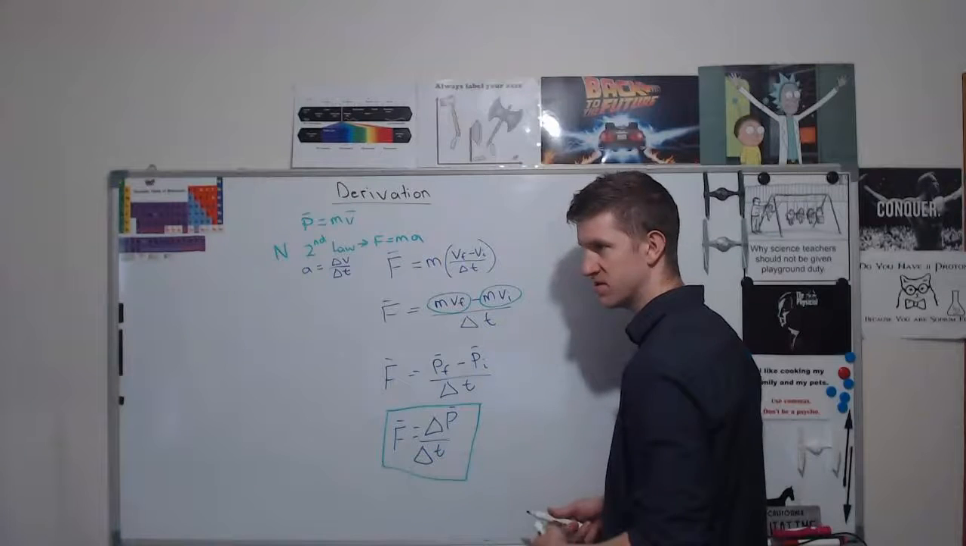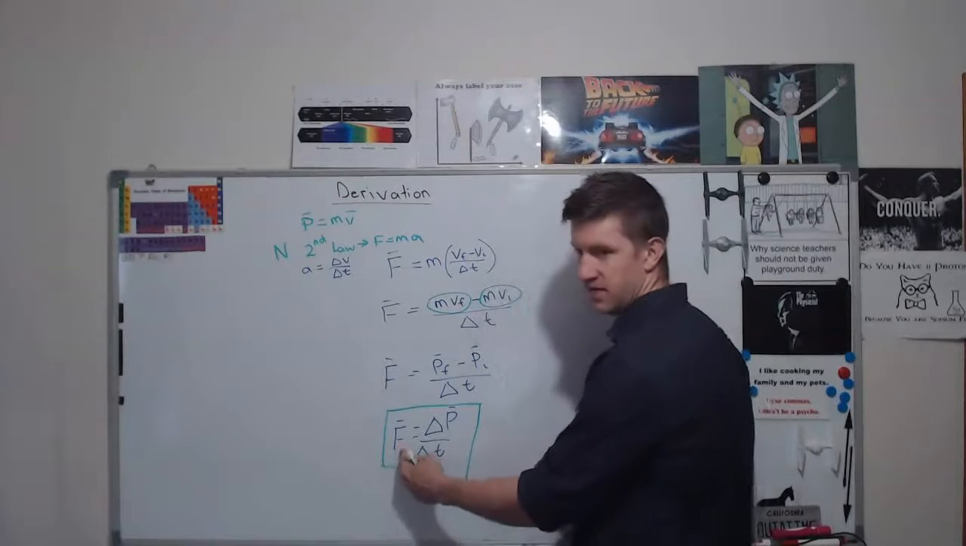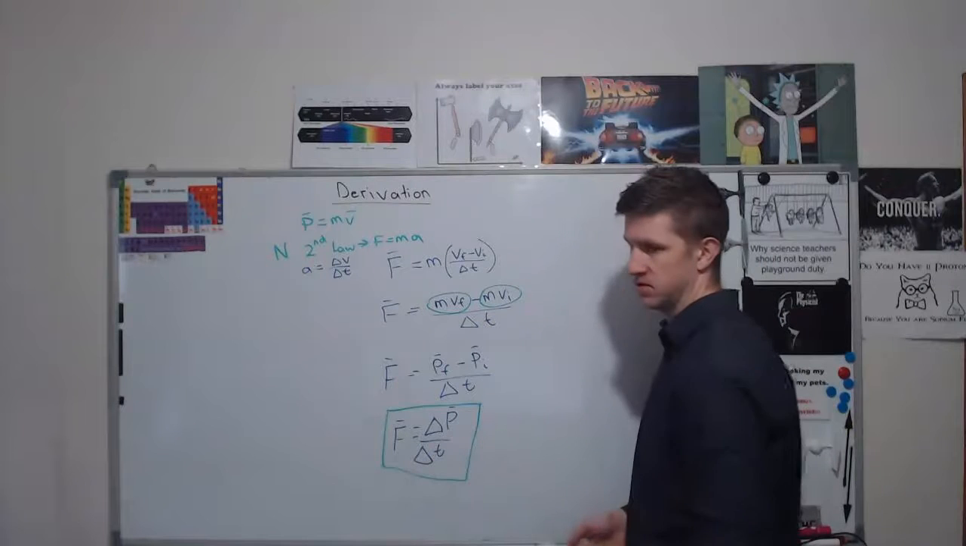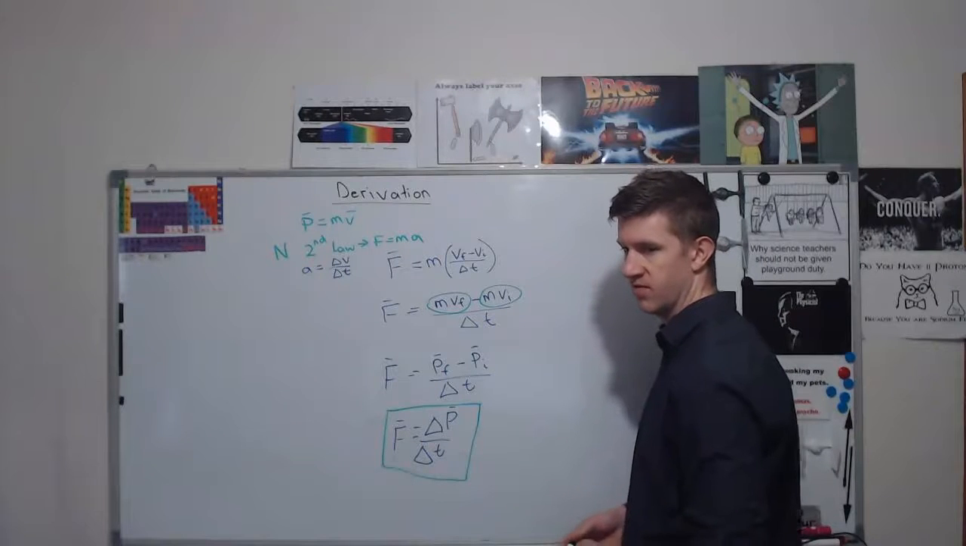If you hit the brick wall and stop in 1 second, the force is going to be massive. If it takes you 3-4 seconds to stop, the force gets really small. So this is the importance of the momentum equation.